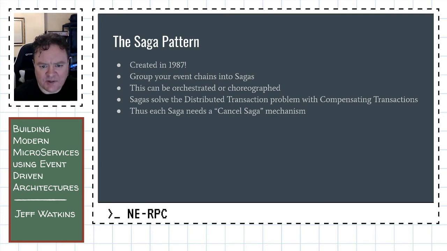So there are two types of Saga. There are orchestration-based Sagas. In this approach, there's a Saga orchestrator that manages all the transactions and directs the participant services to execute all these local transactions based on events.